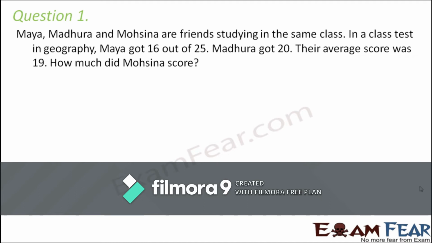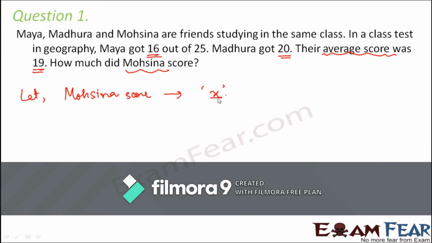So in this question, whose score is something that we do not know? We know that Maya scored 16. We also know Madhura scored 20. What about Mohsina? We do not know Mohsina's score. So let us assume that Mohsina's score is x. Right? Now what is the condition that is given in the question? The condition is that the average of their scores is given as 19.